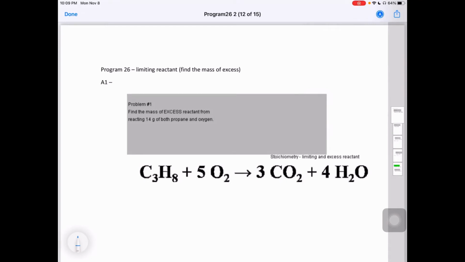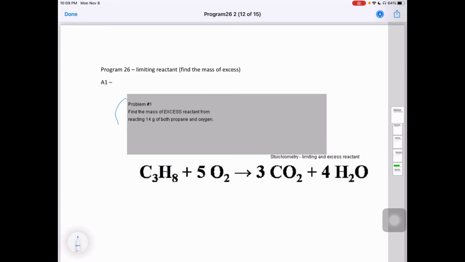Okay, welcome. This is video part 2 on limiting reactant. The previous video was explaining it, and here we're just going to work some problems. So this problem says, find the mass of excess reactant from reacting 14 grams of both propane and oxygen.